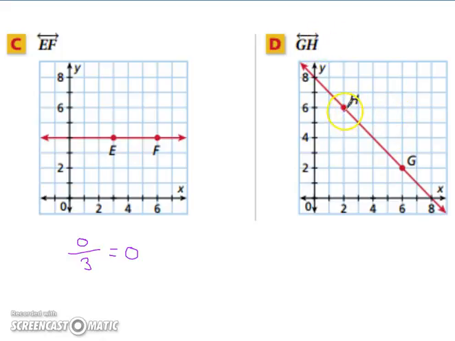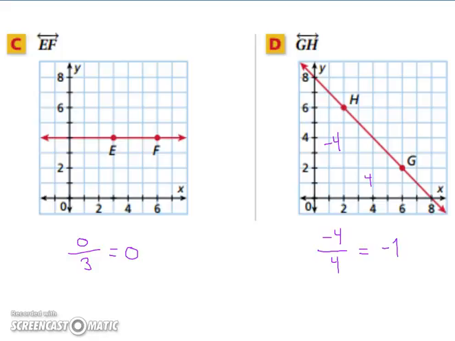So from left to right, we're going down this time. 1, 2, 3, 4. So we're going down 4, and then we're running 1, 2, 3, 4. So we're going down 4, which is where that negative comes from, and we're running 4. So our change in y and our change in x here. All right, well, we can reduce that to -1.